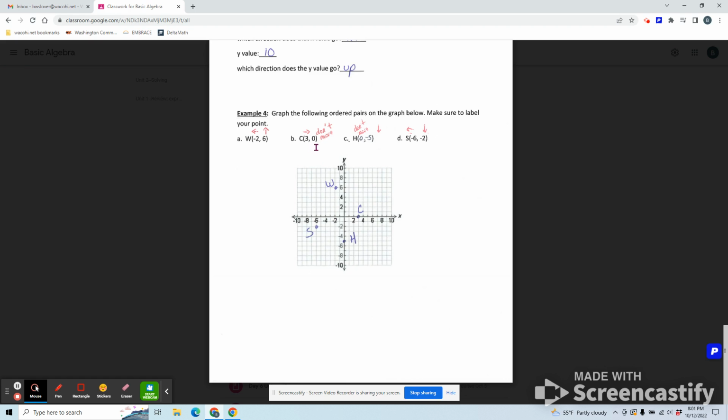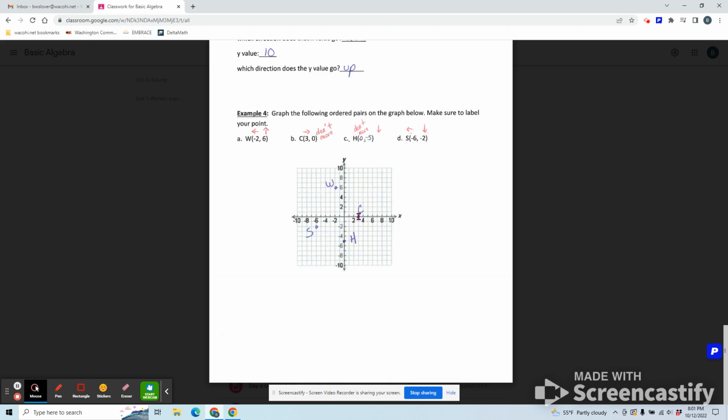The next one says 3, 0. So I go back to 0, 0. 3 is positive, so I go right 3. And the 0 tells me I don't move up or down. I stay right where I am. So my point is right there. I put a point, I put the letter C.